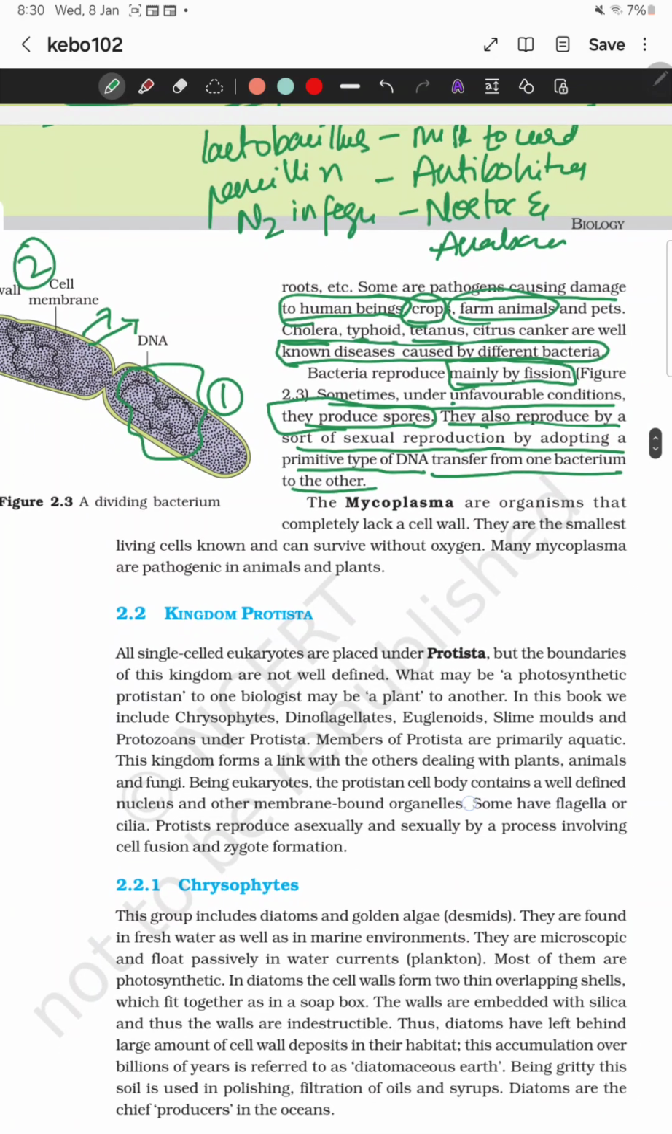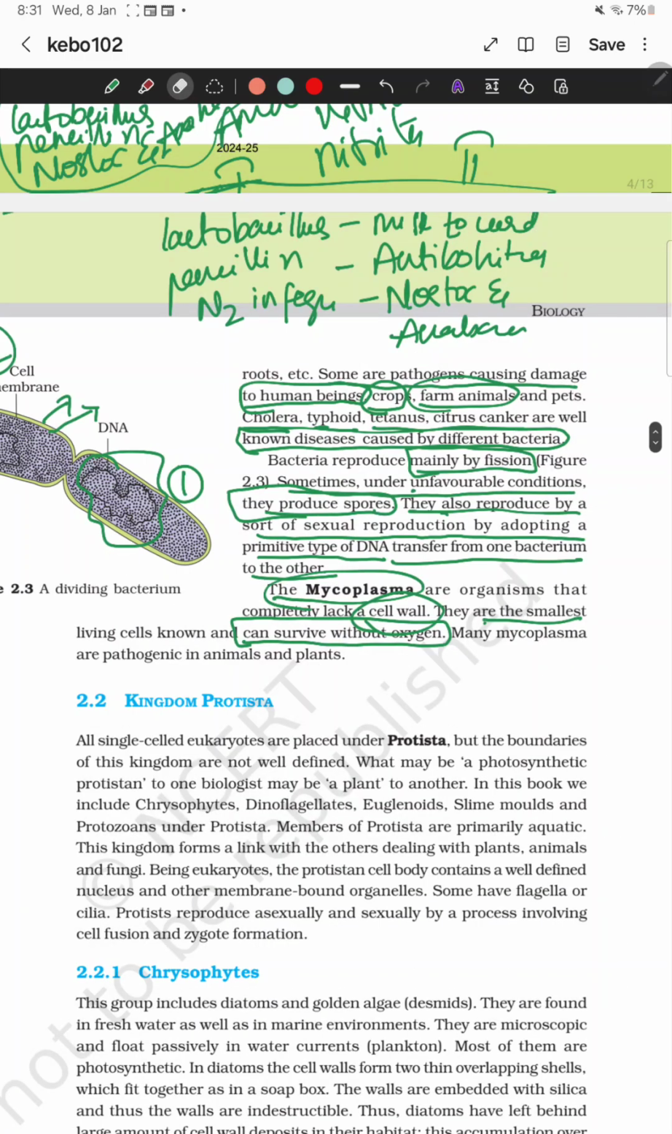And another one is mycoplasma. It is also a smallest organism. It does not contain a cell wall. This is the smallest living organism and can survive without oxygen. Many mycoplasmas are pathogenic in plants and animals.